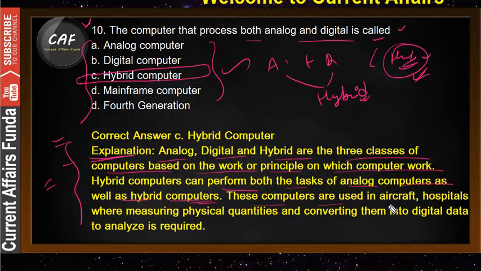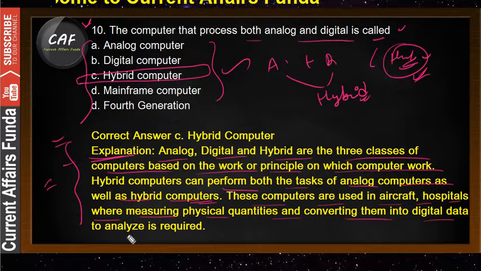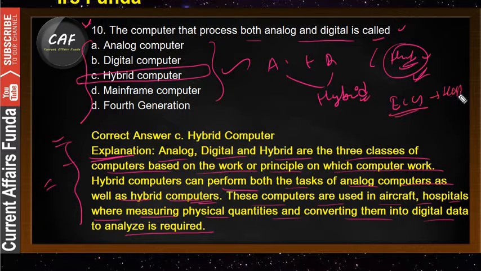These computers are used in aircraft and hospitals, where measuring physical quantities and converting them into digital data to analyze them is required. Suppose an ECG in hospitals. Okay, this one is the best example of a hybrid computer.